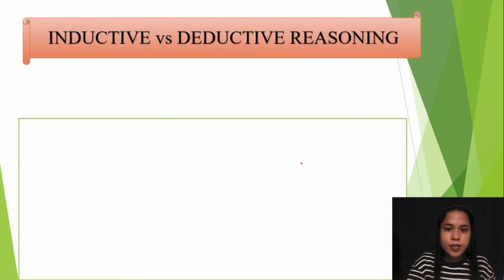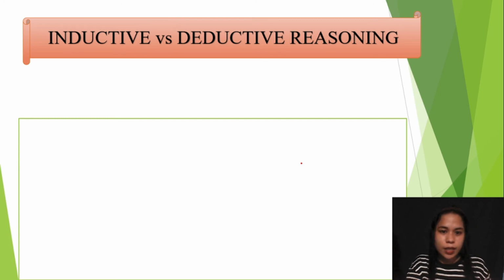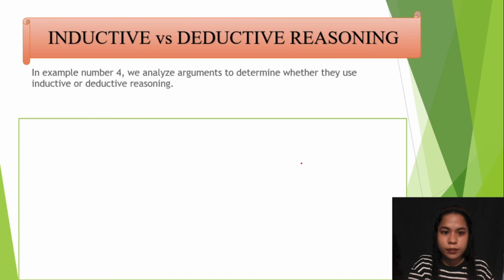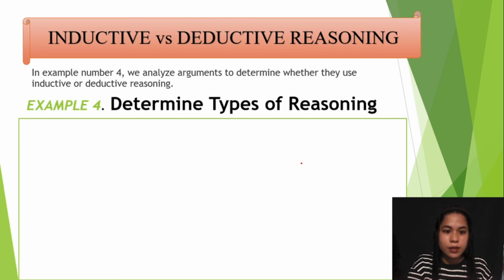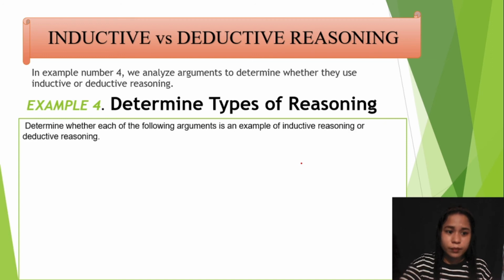Okay, so let's proceed to identifying what is the inductive and what is the deductive reasoning. In example number 4, we analyze arguments to determine whether they use inductive or deductive reasoning. So determine types of reasoning. Determine whether each of the following arguments is an example of inductive reasoning or deductive reasoning.